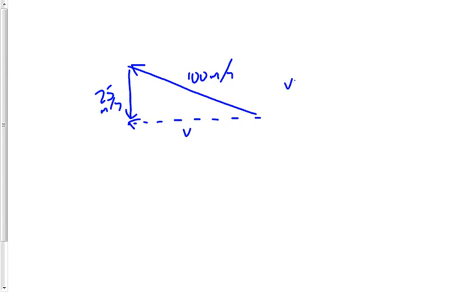Once again, as Kathleen said for the last question, because we have the hypotenuse here, it's not going to be 100 squared plus 25 squared, rather it's going to be 100 squared minus 25 squared. When we do the math on that one, it works out to be 97 meters per second.